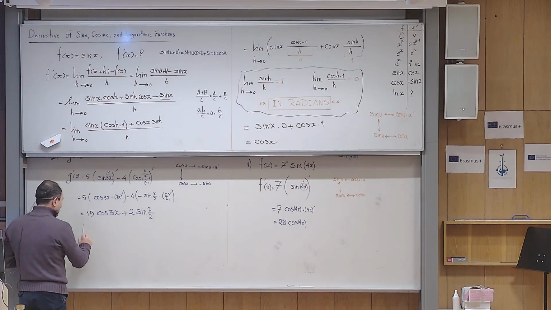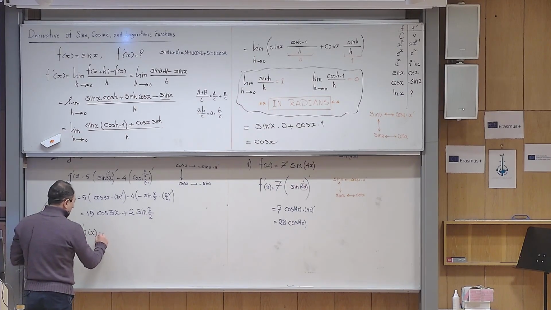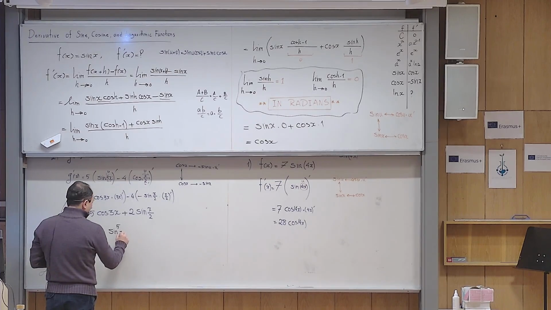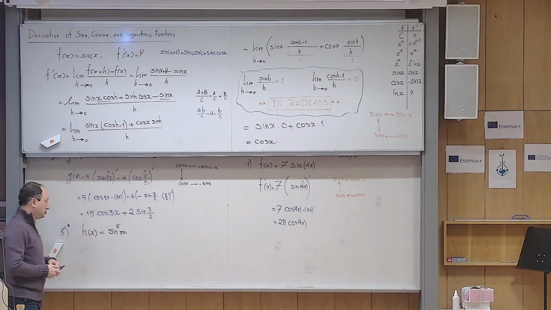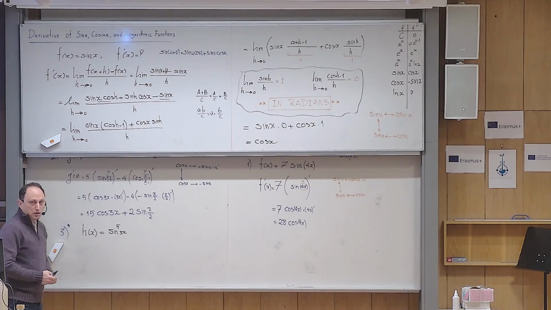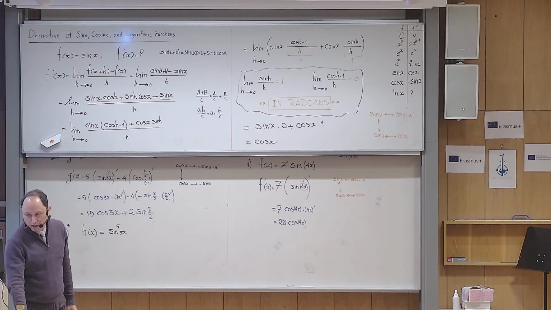So let me write h of x this time. I would write it as, let me make it simple, sine, I put a 5 on top, meaning the power, and then I write 3x here. Sine 3x to the power 5. So then I want you to differentiate this. I will wait for you.